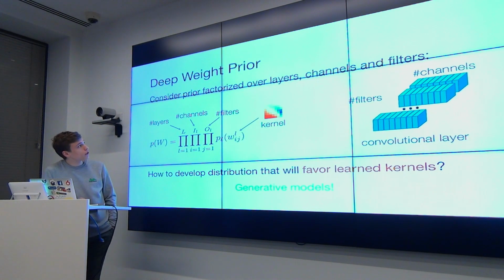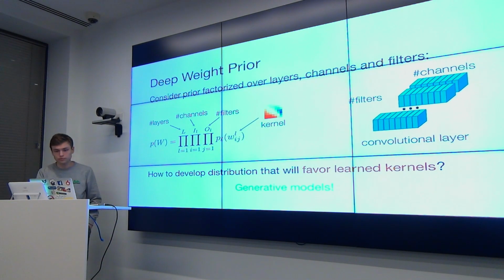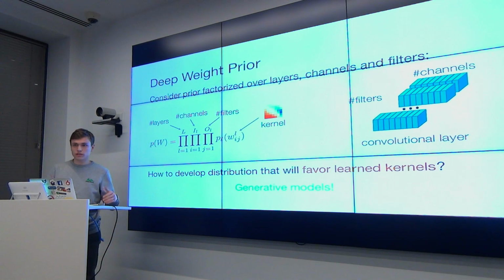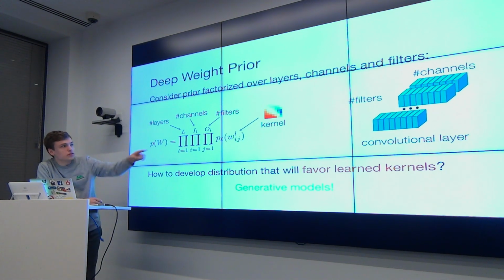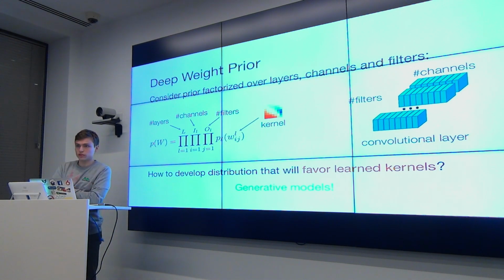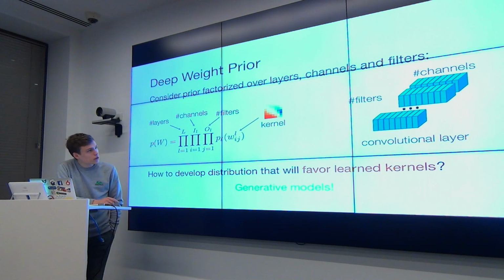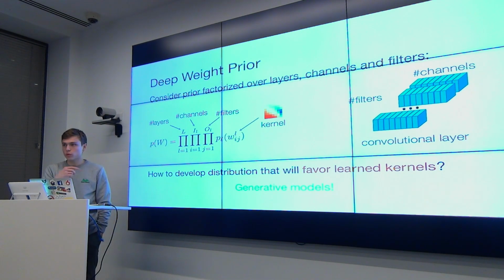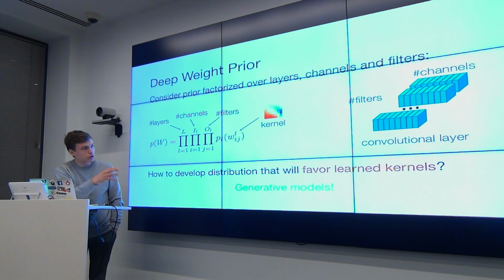So we'll consider the following factorization of our prior distribution over layers, channels, and filters. Your convolutional part of the network consists of L layers, and each convolutional layer consists of several filters, as you can see on the right. Each filter consists of stacked kernels, one per channel of your input image. Our prior will be shared over kernels of one layer, so we will factorize over all kernels, and it will be different for kernels of different layers.